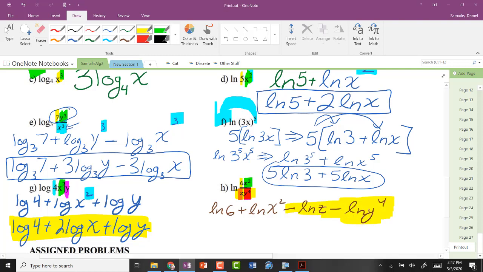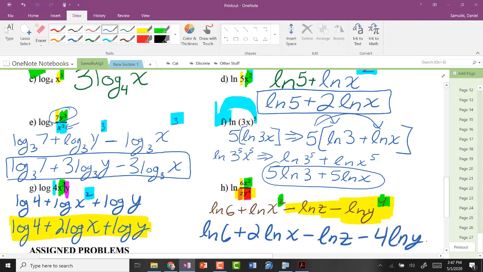All right, now do we have any powers? Yes, Mrs. Samuelis. Yes, we do. So let's bring those down. So natural log of 6 plus 2 natural log of x minus the natural log of z minus 4 natural log of y.